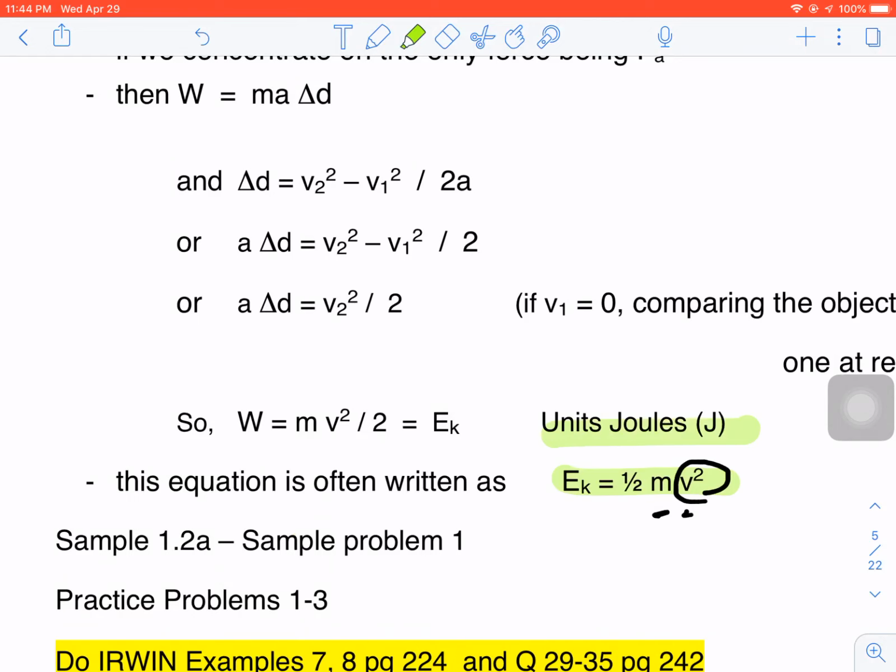Now, I did this problem yesterday, and I left you with these sample problems for 1.2a. I'm very quickly going to do one of them.